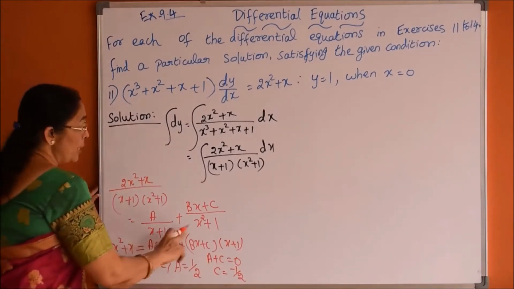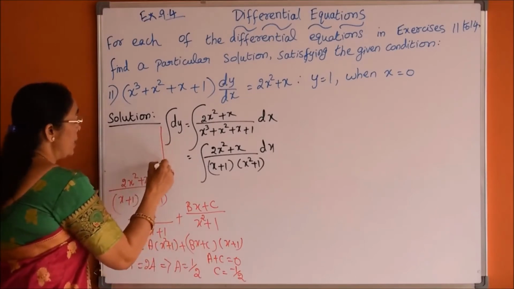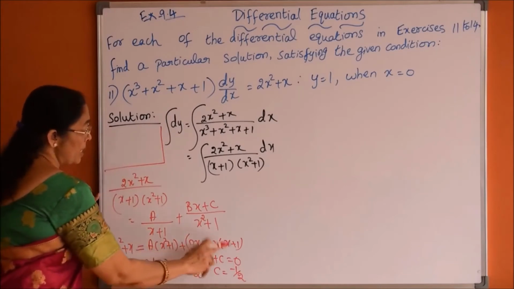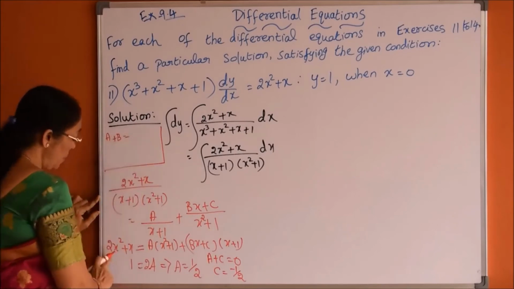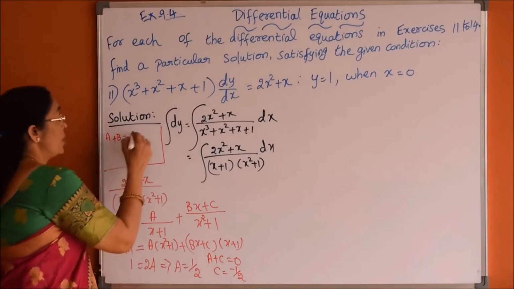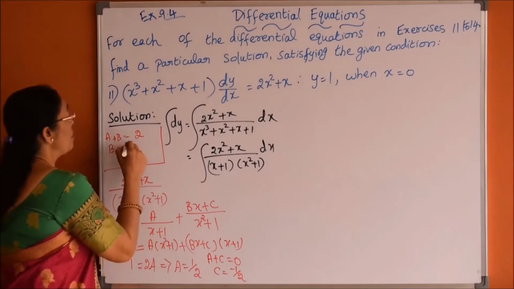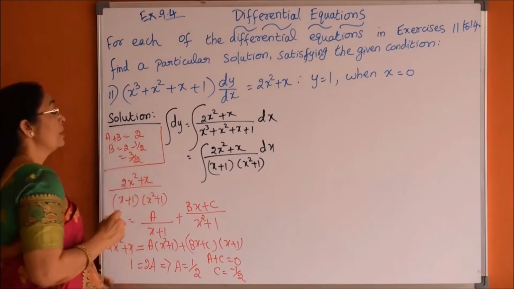Let me compare the coefficient of x square. Comparing the coefficient of x square, we have ax square plus bx square, so a plus b. So a plus b is equal to the left hand side coefficient of x square, which is 2, and already a value is half. So b is 2 minus half, therefore b value is 3 by 2.